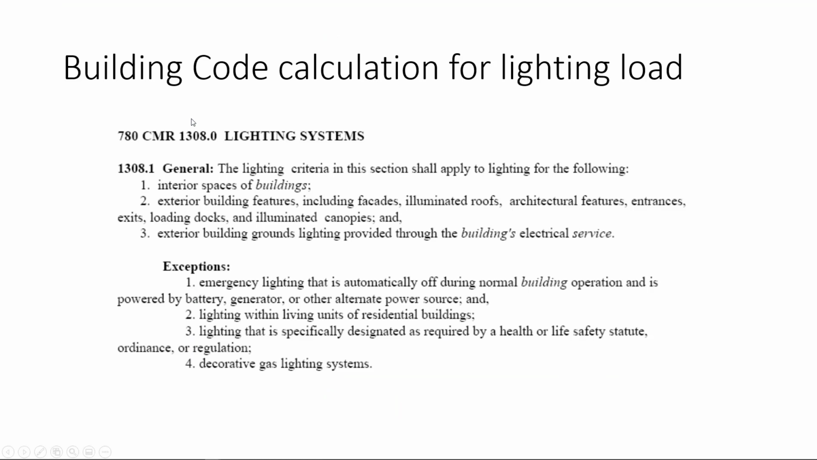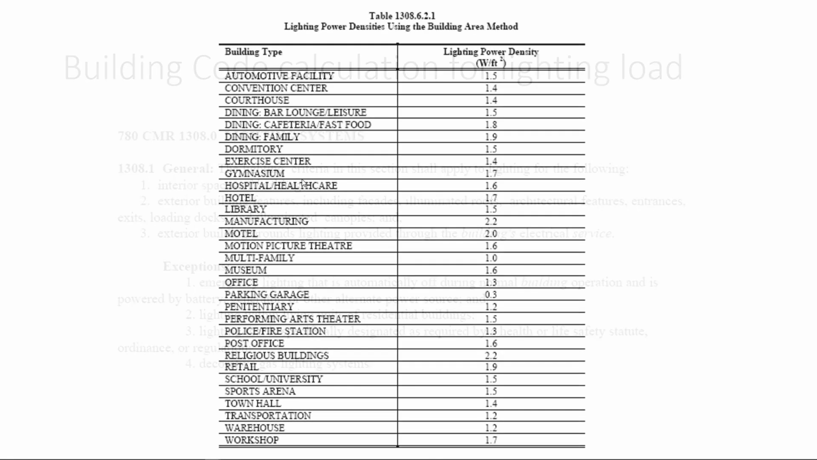So the last type of calculation is actually the easiest, but it's also the most irritating one, and this is what is required by the building code here in Massachusetts. It's called the lighting power density loading, and it typically is really just a number based on your project type. This is right out of the building code, table 1308.6.2.1, which I'm sure you've run across.